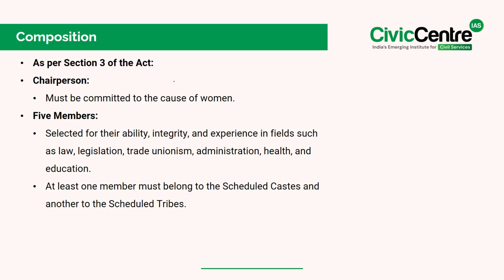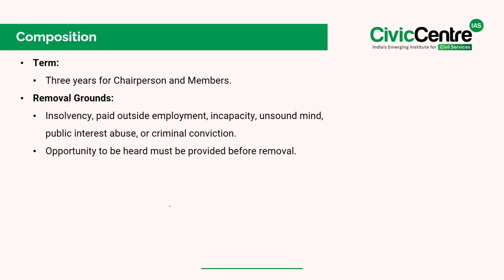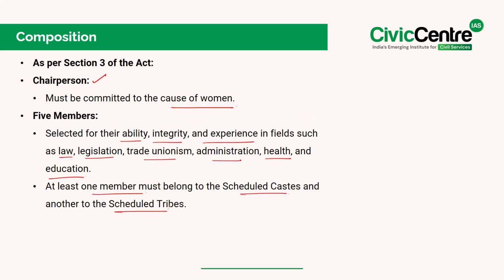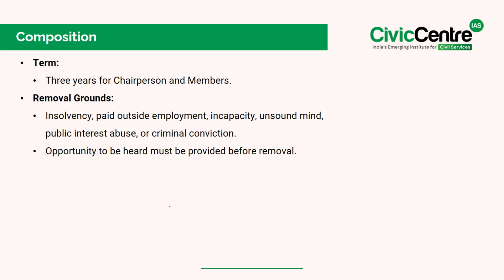See, as per Section 3 of the Act, a chairperson must be committed to the cause of women. Furthermore, 5 members are selected for their eligibility, integrity, and experience in fields such as law, legislation, trade unionism, administration, health, and education. Also, at least 1 member must belong to the scheduled castes and another to the scheduled tribes. And there is a member secretary who must be an expert in management, organizational structure, or sociological movements. Alternatively, a civil servant with appropriate experience, and know that the term for the chairperson and the members is 3 years.